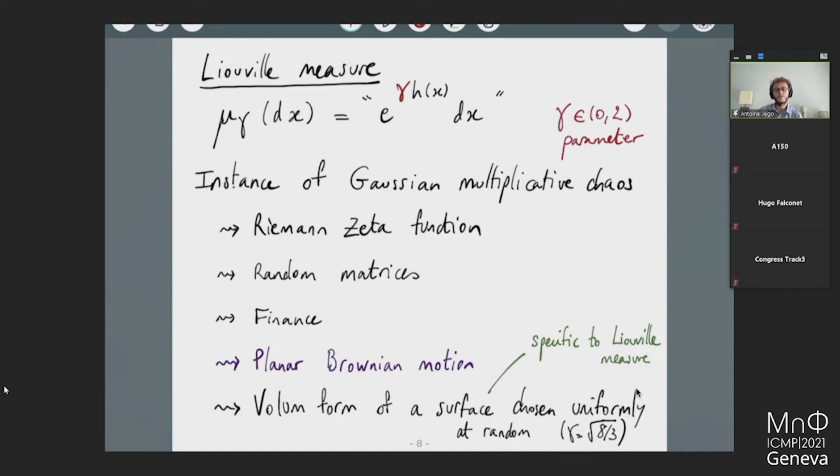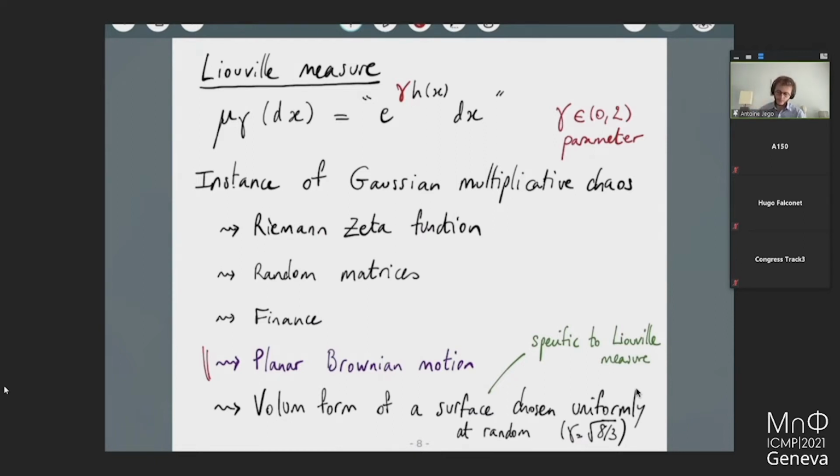they pop up in many different areas of mathematics. For instance, in number theory with the Riemann zeta function, again random matrices, finance, planar Brownian motion. So this will play a crucial role in the work that I present today. Also, Liouville measure is actually quite special because it can be seen as being the volume form of a surface chosen uniformly at random. In that case, you have to choose the parameter gamma to be equal to square root of 8/3.